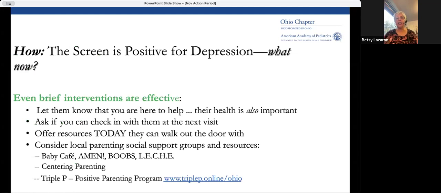Okay, the screen's positive for depression. What do I do now? Remember, even brief interventions are effective. Let them know that you're here to help, that their health is also important as well as the baby's. Ask them if you can check in with them at the next visit. Ask if you can have someone make a call in a couple of weeks to make sure they followed through with resources, and offer those resources today so they've got something in their hand they can walk out of the office with.